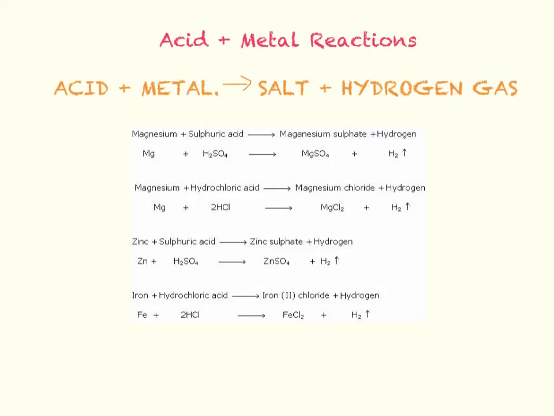So how are you going to recognize if you've got an acid-metal reaction? A single metal by itself, and your compound contains hydrogen ions. That's how you know you've got the acid. And you're always going to make hydrogen gas.